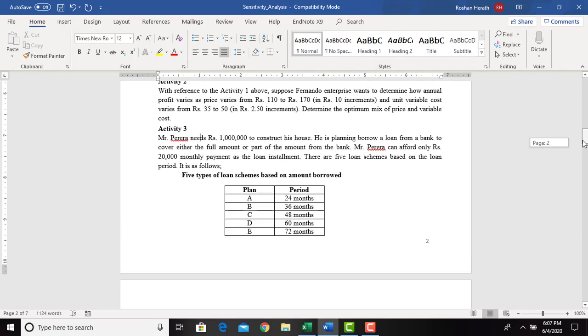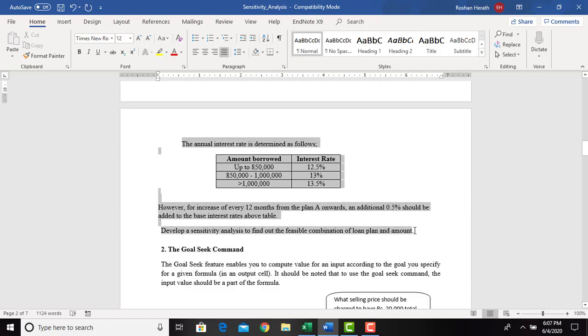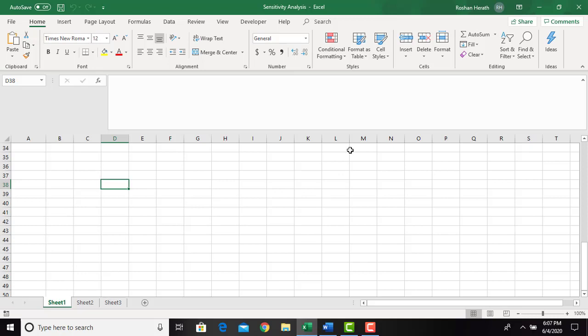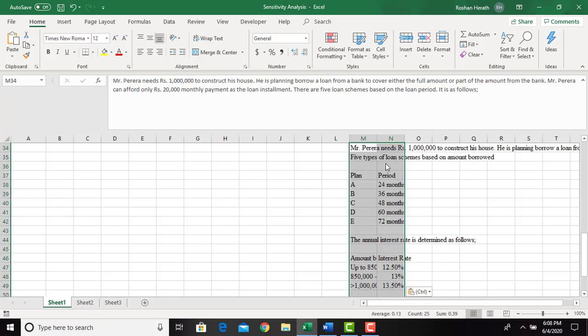So how it's going to be. So let me initially copy this information and let me take that to the Excel sheet. You can take that to an Excel sheet and you can work this out. Right.